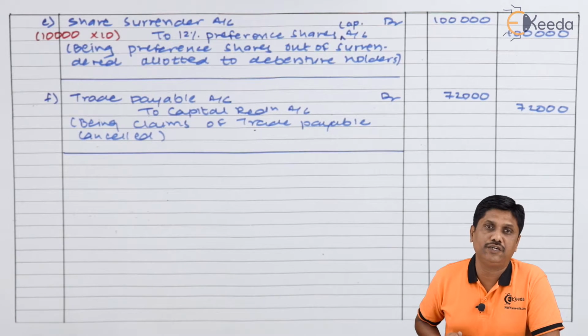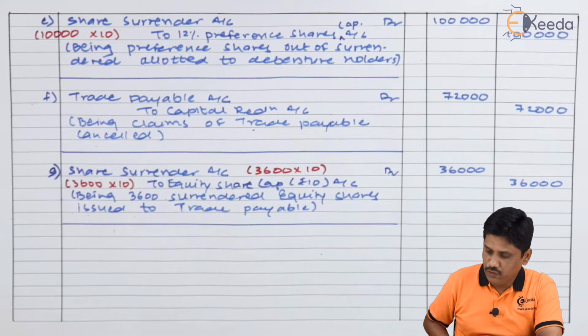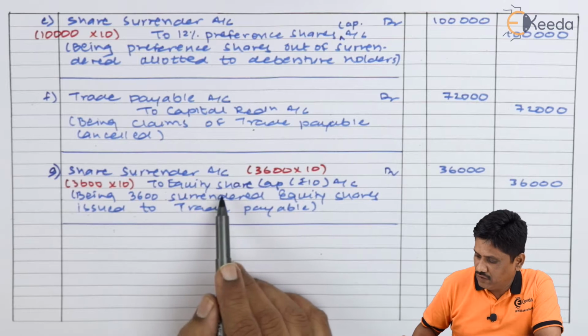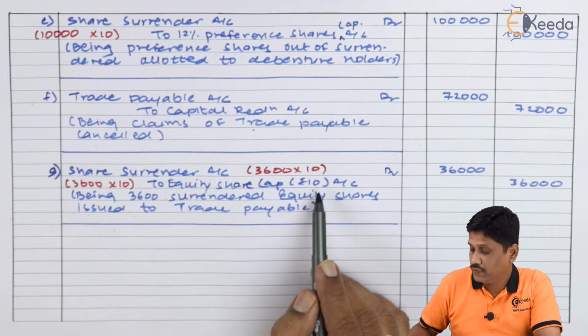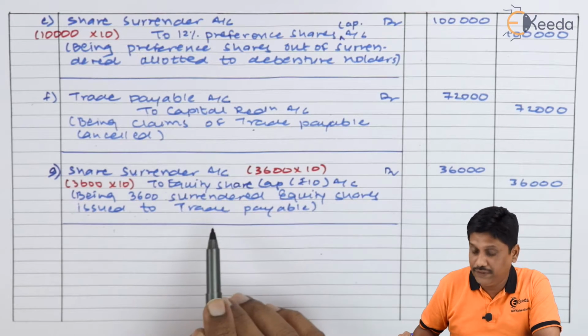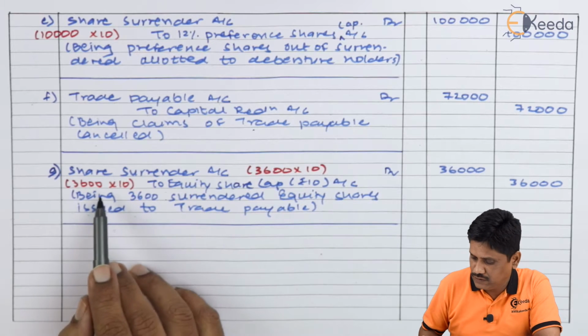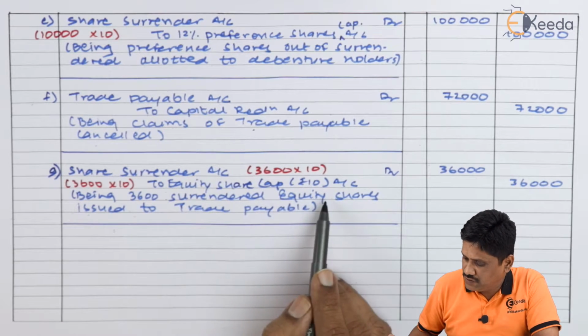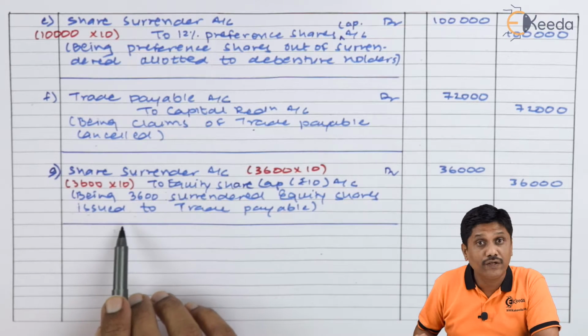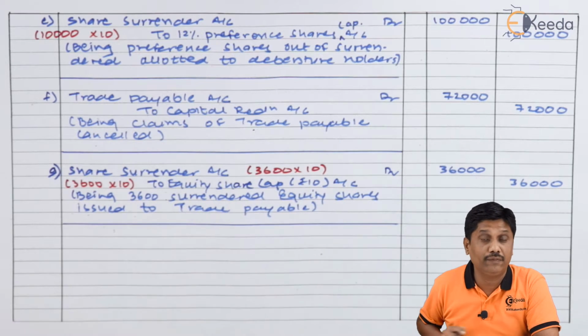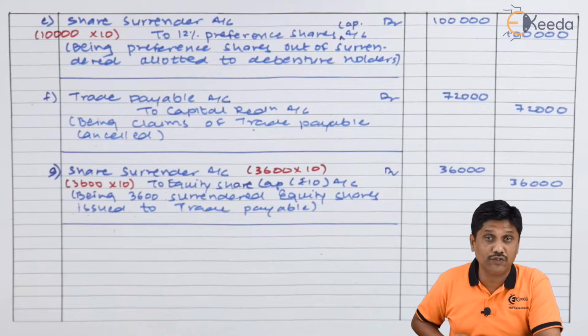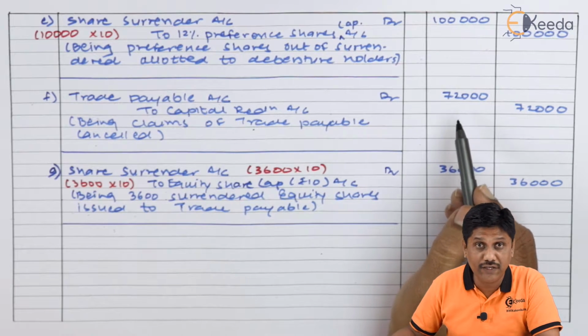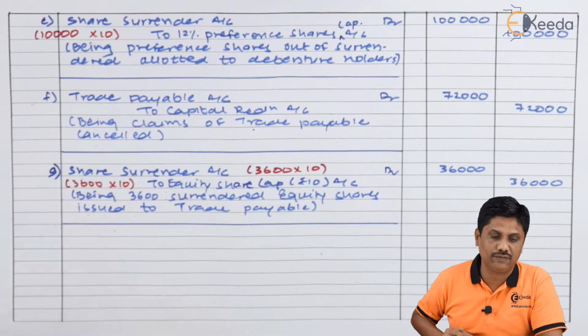So our entry will be share surrender account debit to equity share capital account. You can notice our entry: share surrender account debit to equity share capital account. These are the new shares, but they are issued out of surrendered shares. 3600 shares of 10 each, being 3600 equity shares, surrendered equity shares issued to trade payable. So we are issuing these shares to the trade payable, and trade payable were already cancelled. Let us see the next transaction.